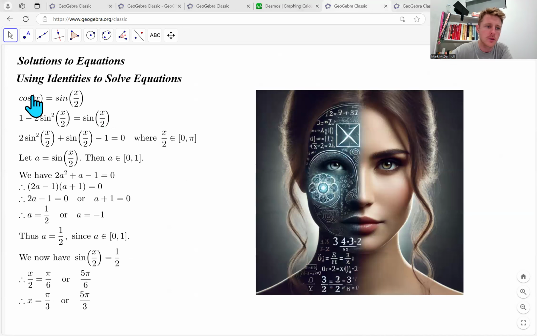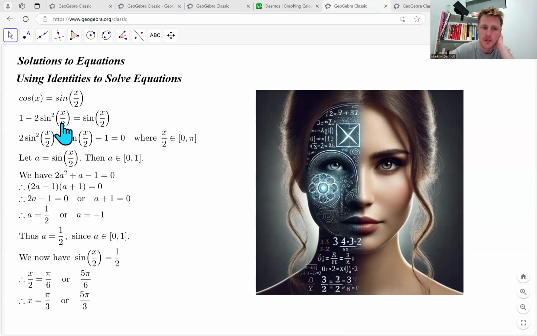We're now looking at using identities to solve equations. If you got given a question like this, cosine of x equals sine of x on 2, we need to think about how we'd go about solving that. One thing we'd need to do is use some of the identities. I'll put a link below for this identity, but hopefully you can recall that cosine of x is equal to 1 minus 2 sine squared of x on 2.